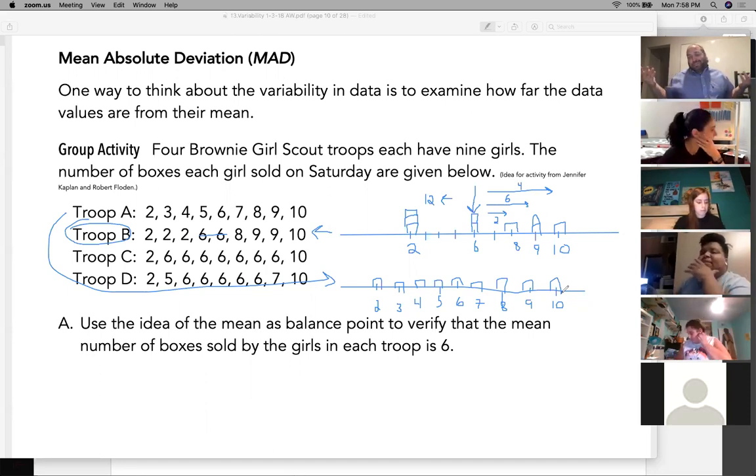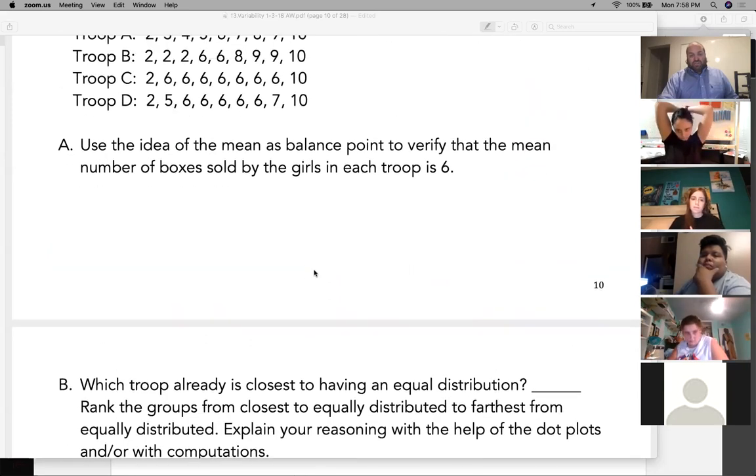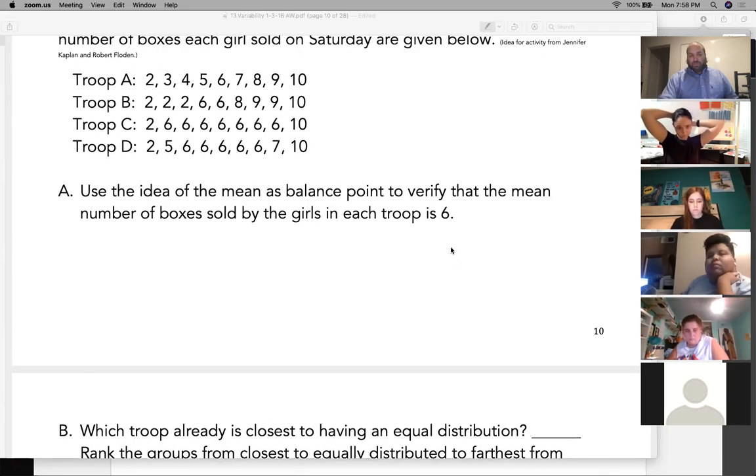But to be honest, if someone asked me what the mean is for any of these 4, I would have added them up and divided by 9. That's just the easiest way for me to find the mean, just to do it mathematically. Okay? Now that we know it's 6, the question is, which troop already is closest to having an equal distribution?